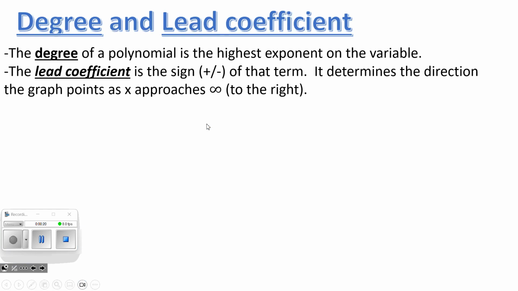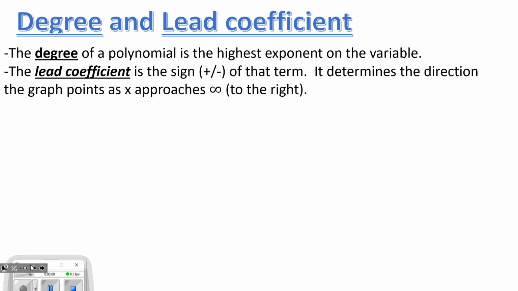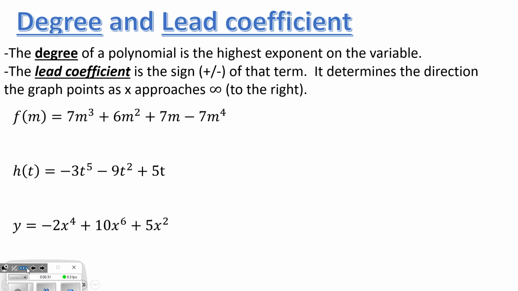So the first thing we're going to jump into is degree and lead coefficient. Degree is the highest exponent of the variable, when the polynomial is written in its expanded form that we're going to see in these first few examples. And the lead coefficient will lead us to the end behavior, but specifically it's what sign that term is, and it determines the direction that the graph points as x approaches infinity to the right.